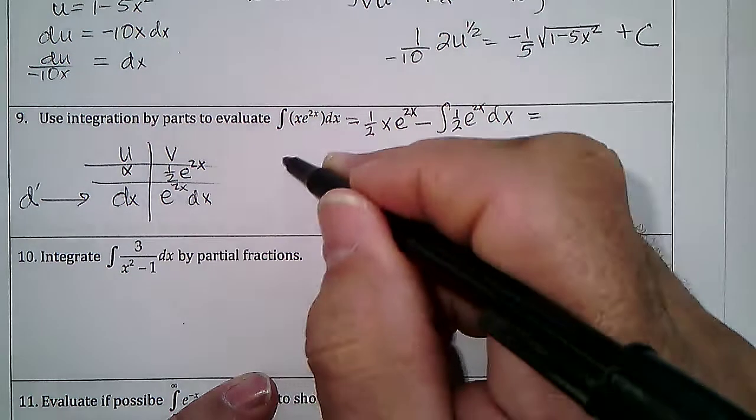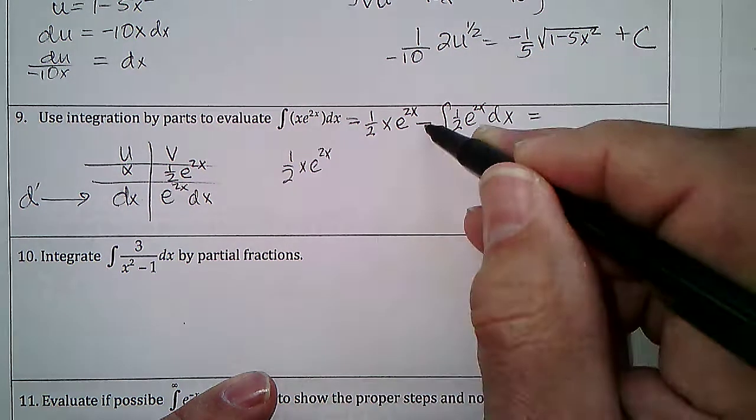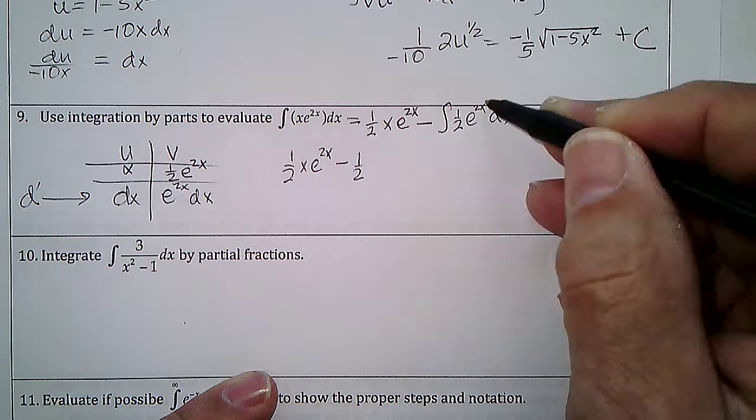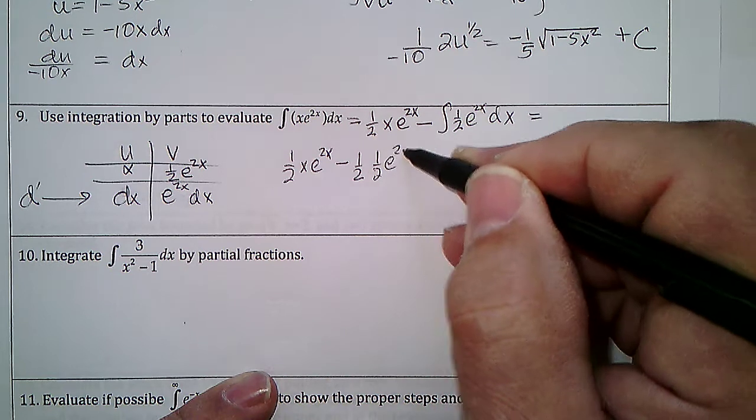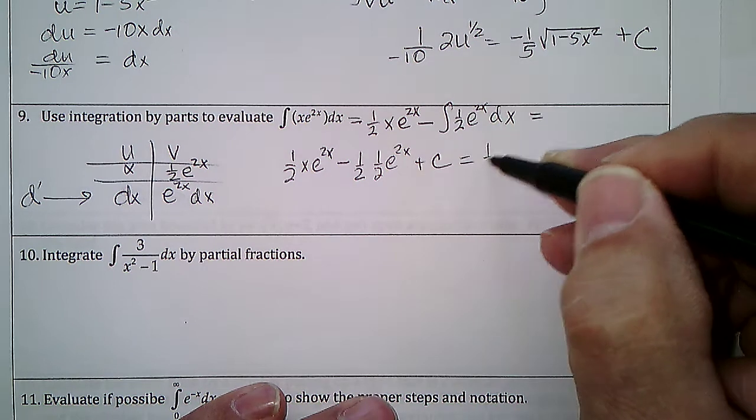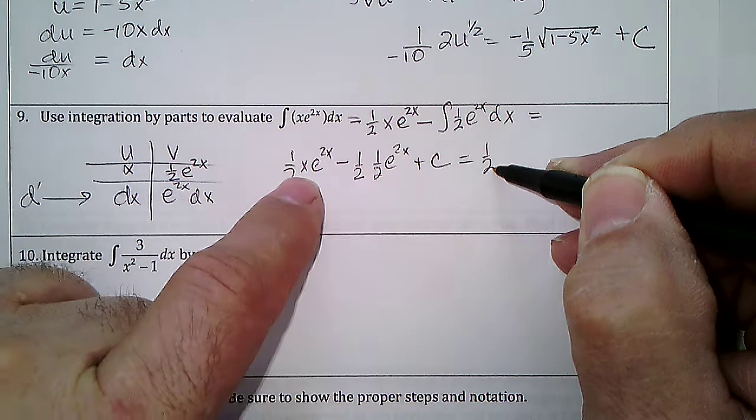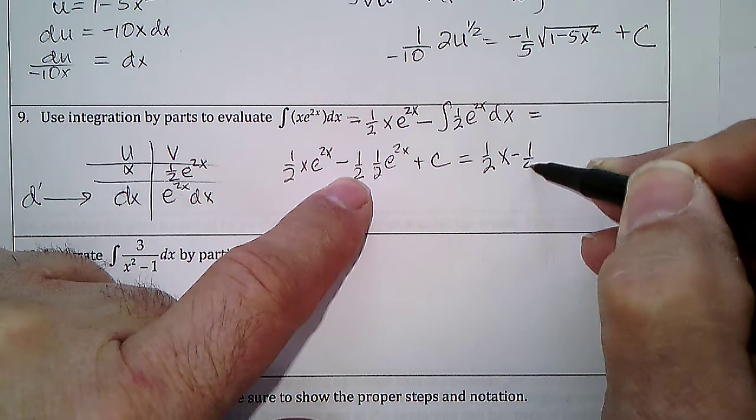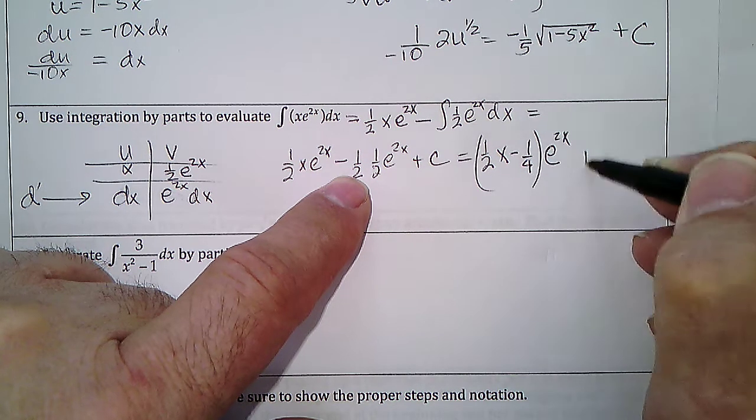So this becomes 1/2 x e to the 2x minus, this would be a half. The integral of e to the 2x is 1/2 e to the 2x plus c. Well, there's e to the 2x in both of these, so I could factor it out. So this would be 1/2 x minus 1/4, e to the 2x plus c.